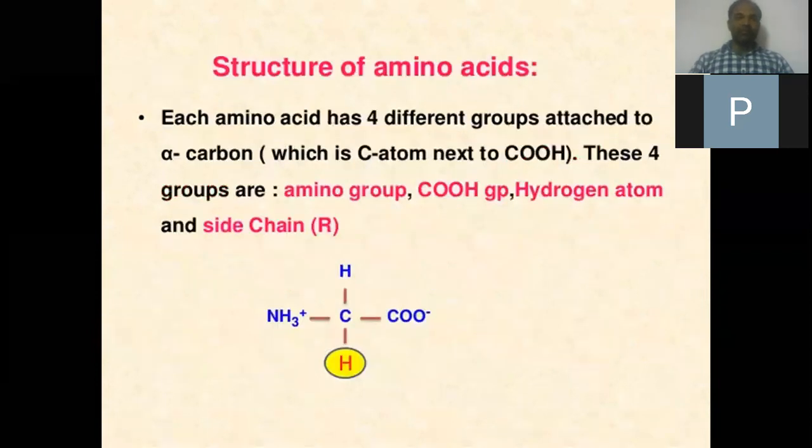Then we come to the structure of amino acid. Each amino acid has 4 different groups attached to the alpha carbon. अमीनो एसिड जो होता है उसमें 4 डिफरेंट ग्रुप्स होते हैं कि जो अल्फा कार्बन एटम को अटैच होते हैं. These 4 groups are the amino group, COOH, that is the carboxyl group, a hydrogen atom, and a side chain, which is indicated by R. So this is the chemical structure of amino acid.